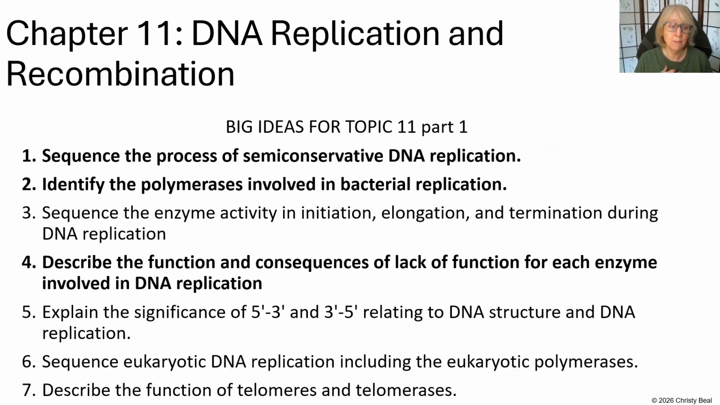So to get started, in video 1 we're going to talk about the process of semi-conservative DNA replication, which is the way it works, and I'll explain that. The polymerases and all the enzymes involved in bacterial replication, and I'm going to look at some of the consequences of their lack of function. Assume that if they can't do their job, the thing that they are supposed to do does not happen, and then every consequence downstream of that, the next things that would happen, are also now an issue for that replication process. In part 2, I'll also continue on with some of the consequences of lack of function.